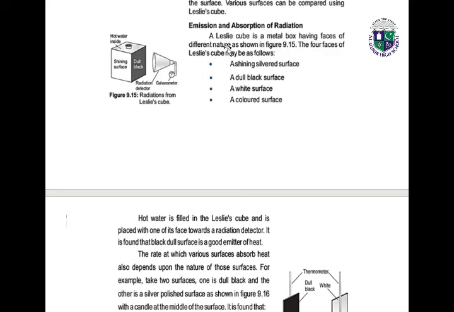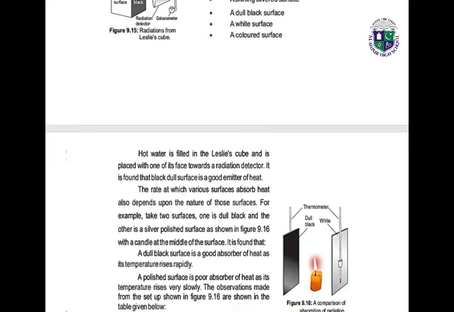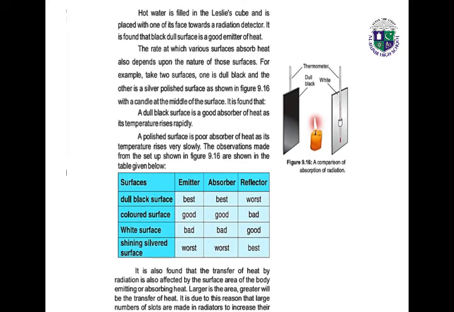Next, our topic is about emission and absorption of radiation. A Leslie's cube is a metal box having faces of different nature. Look here in this figure, we have the radiations from Leslie's cube: a shining silvered surface, dull black surface, white surface, and a colored surface. It has different types of surfaces. So hot water is filled in that cube and is placed with one of its faces towards a radiation detector. It is found that a black dull surface is a good emitter of heat.